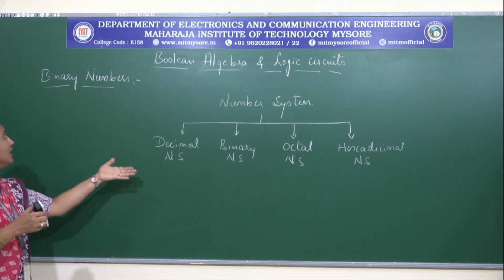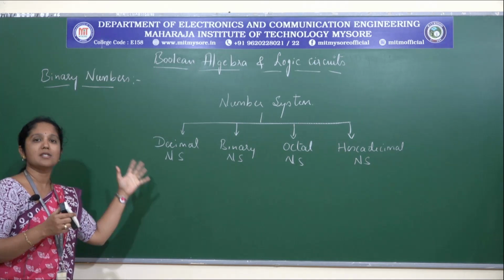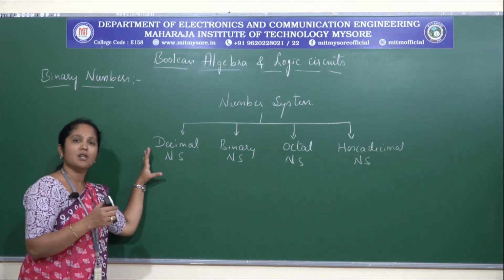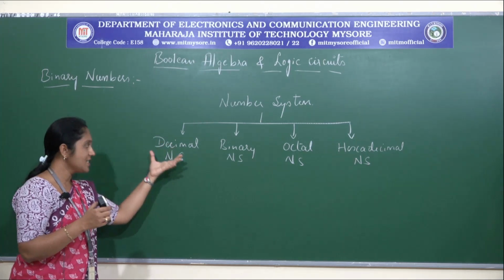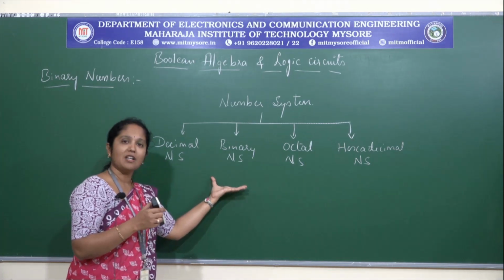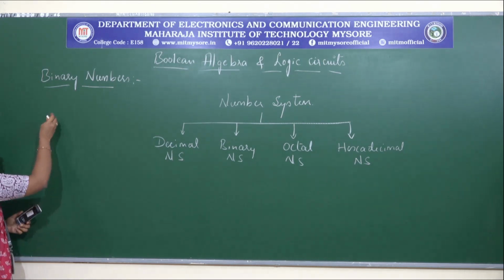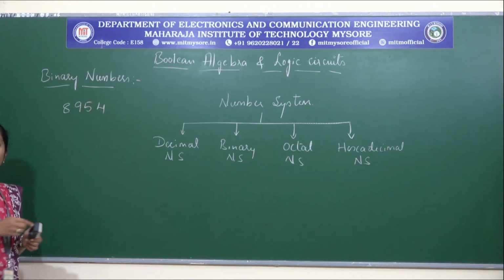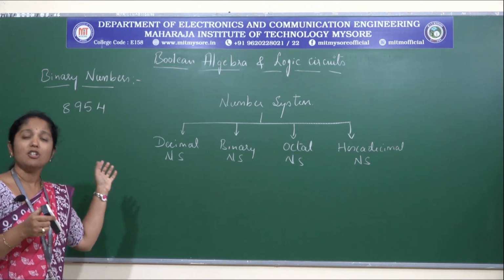Yes, now if you consider the binary number system, let us understand how to represent the number in binary number system by considering decimal number system first, because decimal number system is the one which we are very familiar with. Therefore, let us consider a number in decimal. Later we will arrive at a general representation for any number system. Let us consider a number, say for example 8954. We write it in compact format.